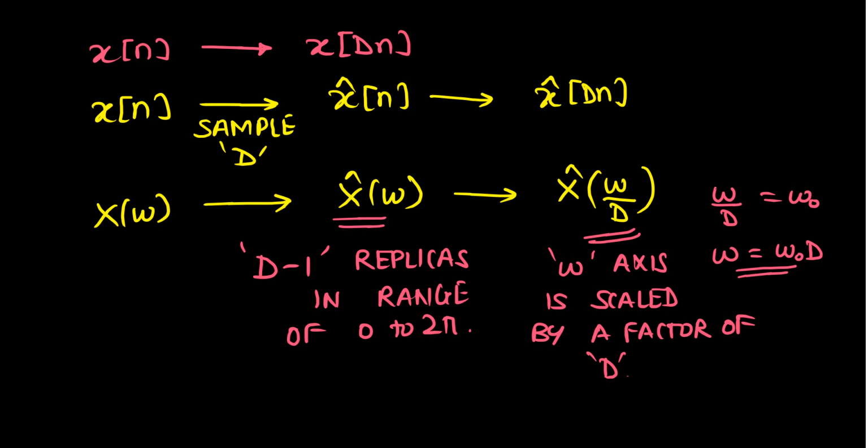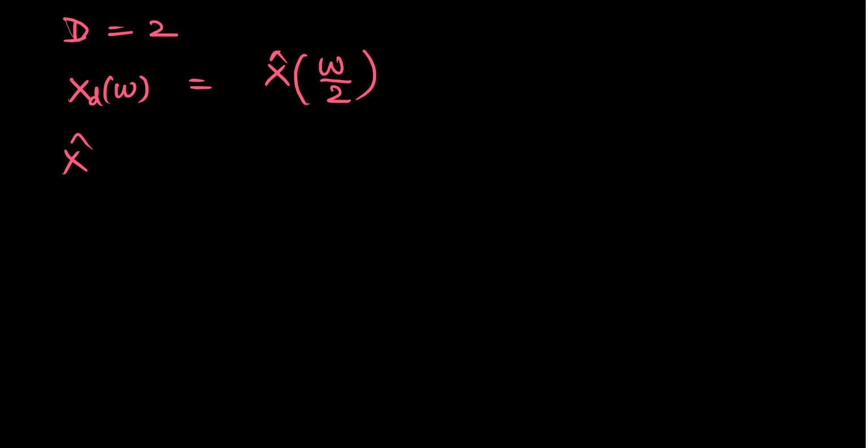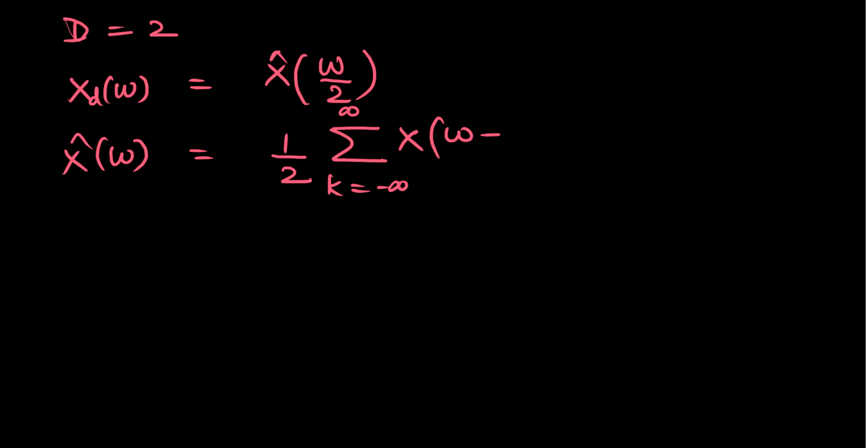So let us try to understand this with an example. Let us consider d as 2. In that case we have x_d of omega given as x hat of omega by 2. We know that this x hat of omega is given as 1 by 2 summation k running from minus infinity to infinity x of omega minus k times omega s.